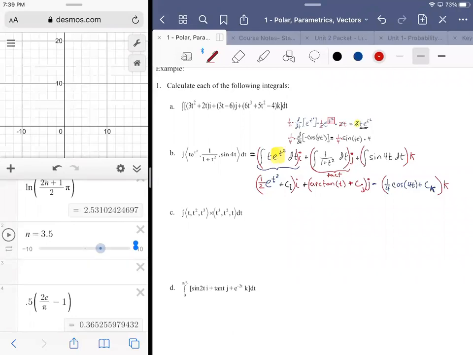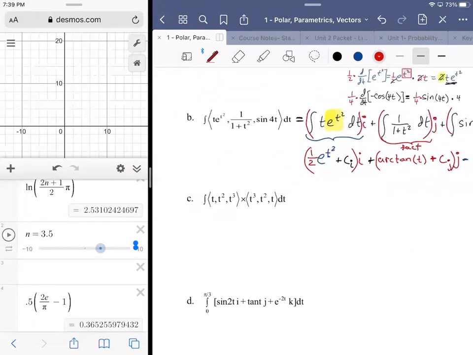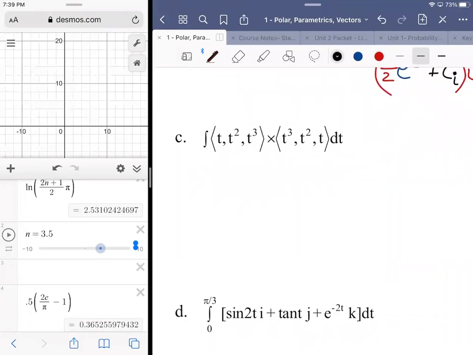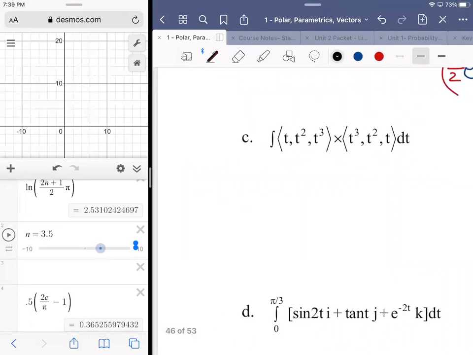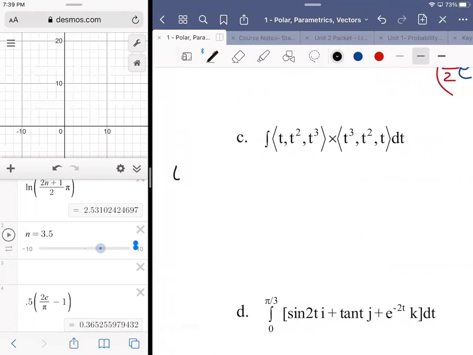Now, there are technological resources that you can use in order to get this result, but that's kind of beyond what we're working on here. So at least for now, what we're going to do is we're going to compute the cross product. I'll just kind of jot it down over here. I'm going to try to maximize the space I have here. So we have t squared, and t cubed. And then t cubed, t squared, and t.